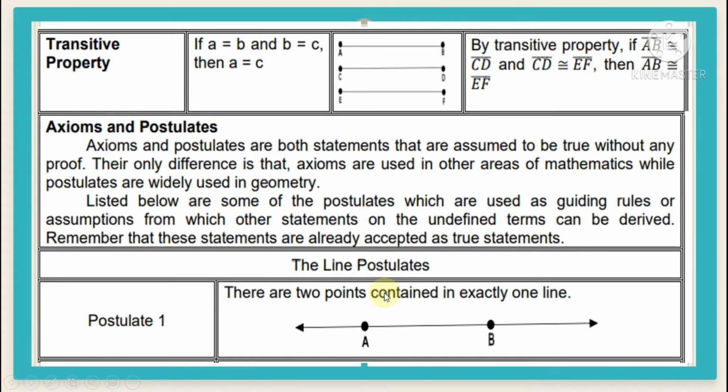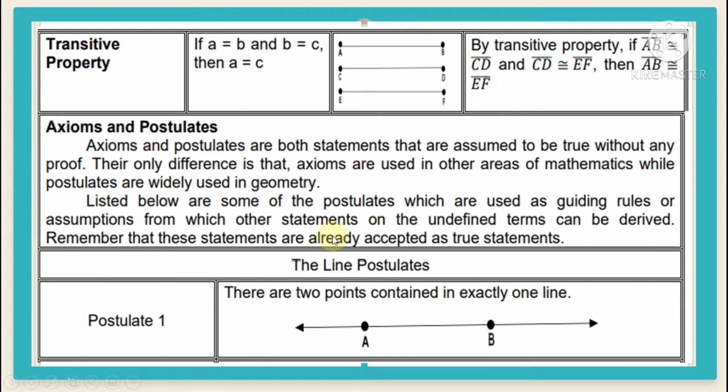Transitive property, if A is equal to B, and B is equal to C, then A is equal to C. By transitive property, if line AB is congruent to line CD, and line CD is congruent to line EF, therefore line AB is congruent to line EF. Did you get it? Okay, proceed. Let us proceed to axioms and postulates.